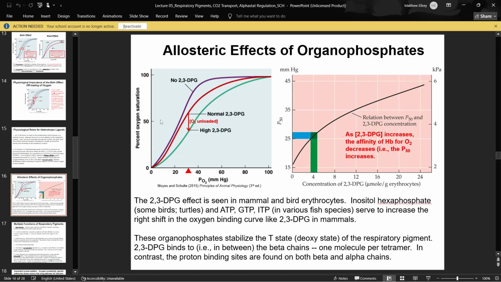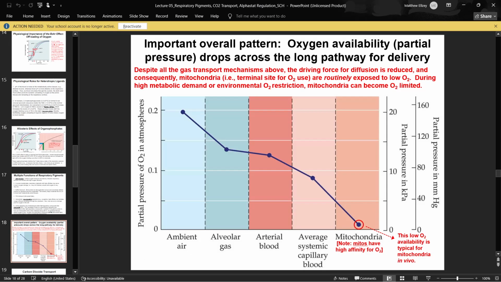So what does that mean? As the 2,3-DPG concentration increases, the affinity of hemoglobin for oxygen is going to decrease because we're stabilizing the T state. So oxygen availability or partial pressure is going to drop across the pathway for delivery. So despite all the gas transport mechanisms we've talked about, the driving force for diffusion is reduced, and consequently mitochondria are routinely exposed to low oxygen.